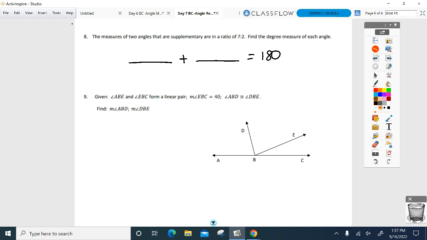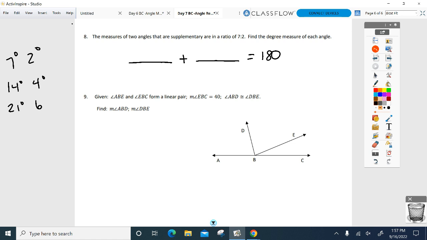Well, first, let's talk about what it means to be in a ratio of 7 to 2. That could mean one angle is 7 degrees and the other angle is 2 degrees. But would that make any sense in this problem? Why not? It has to equal 180. All right, well, I could also double these numbers and get 14 and 4. 14 and 4 are in a ratio of 7 to 2, but does that make sense? No, why not? They've got to add to 180. I could triple them.